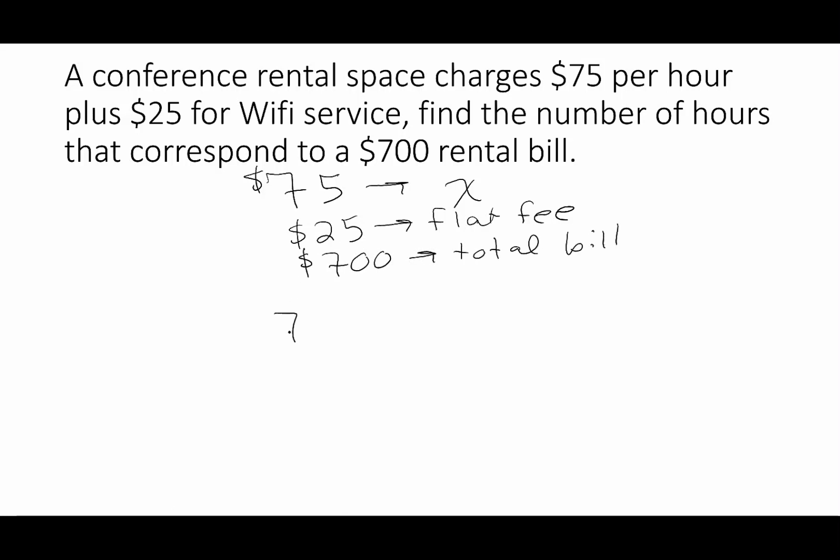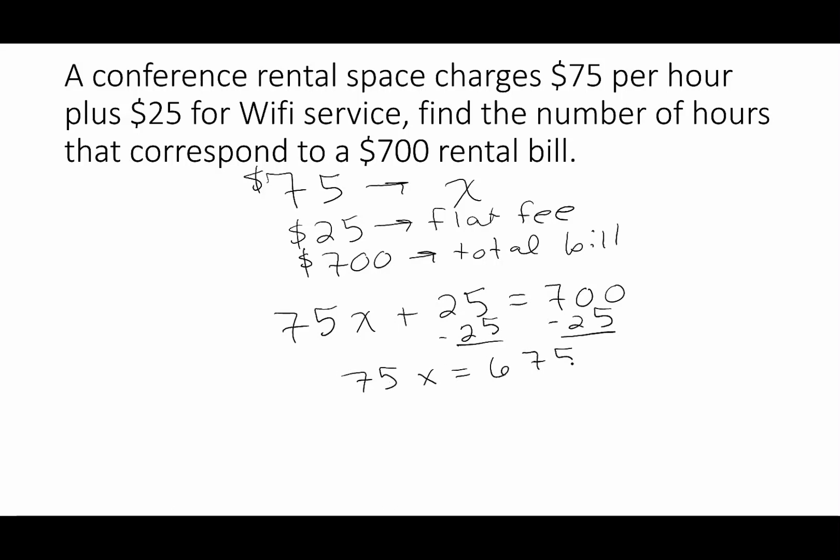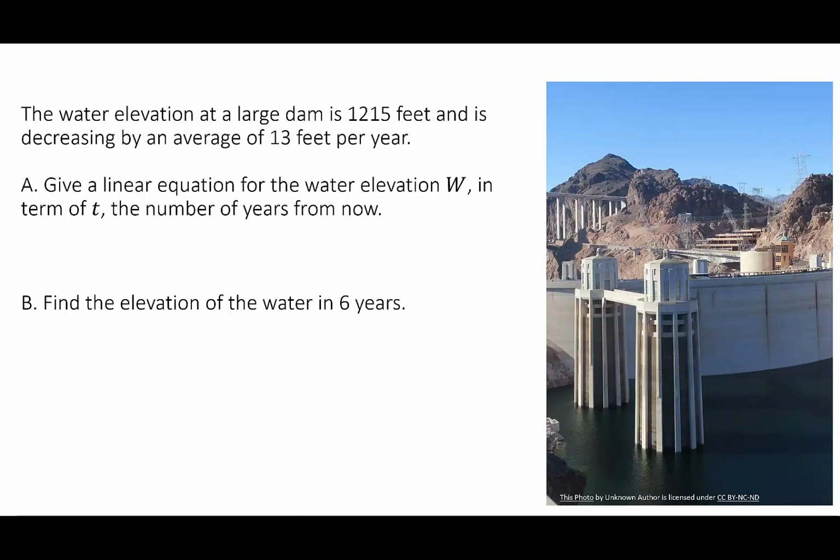So what we want to do is look at 75 times X plus the 25 and say that's equal to 700. Like the last problem, we want to start by isolating X. So I'm going to move the 25, subtracting it from both sides, so 75X is equal to 675. Then we're going to divide by 75, which says X is equal to 9. This time, that is our answer: 9 hours, or the number of hours we rented the space for if we spent $700.